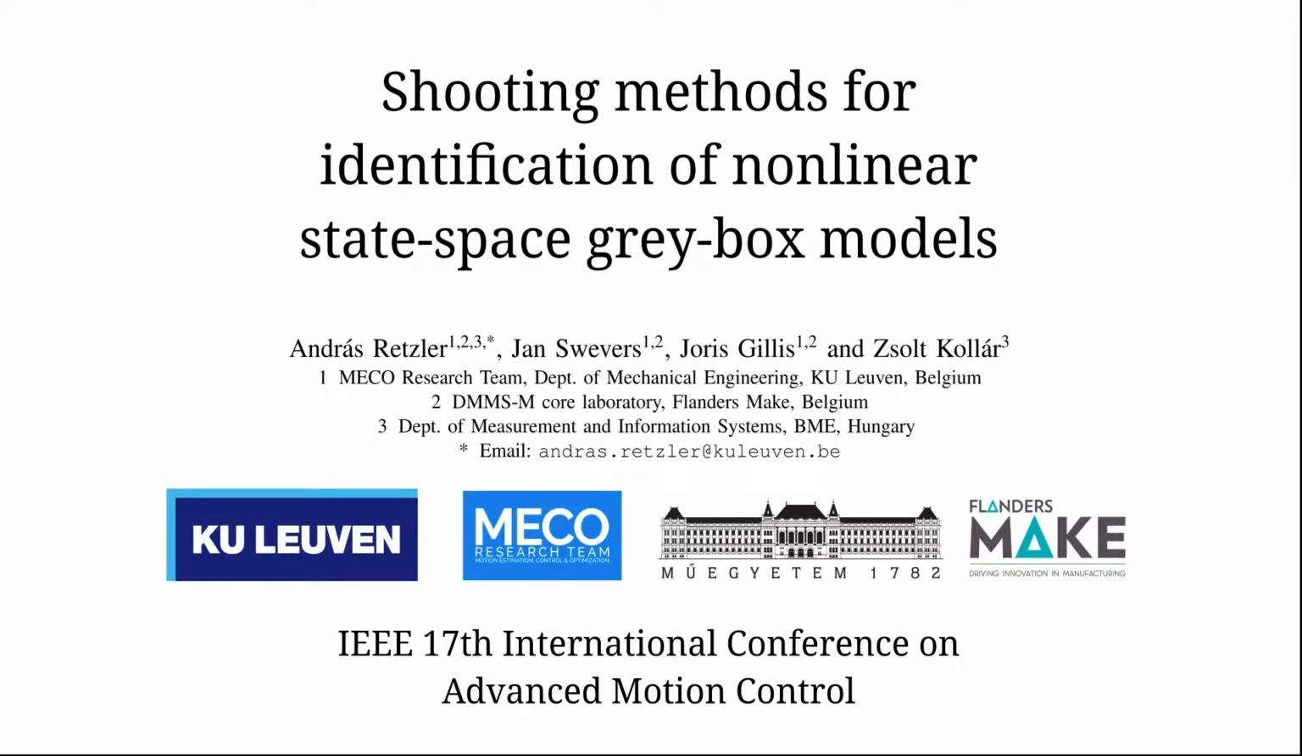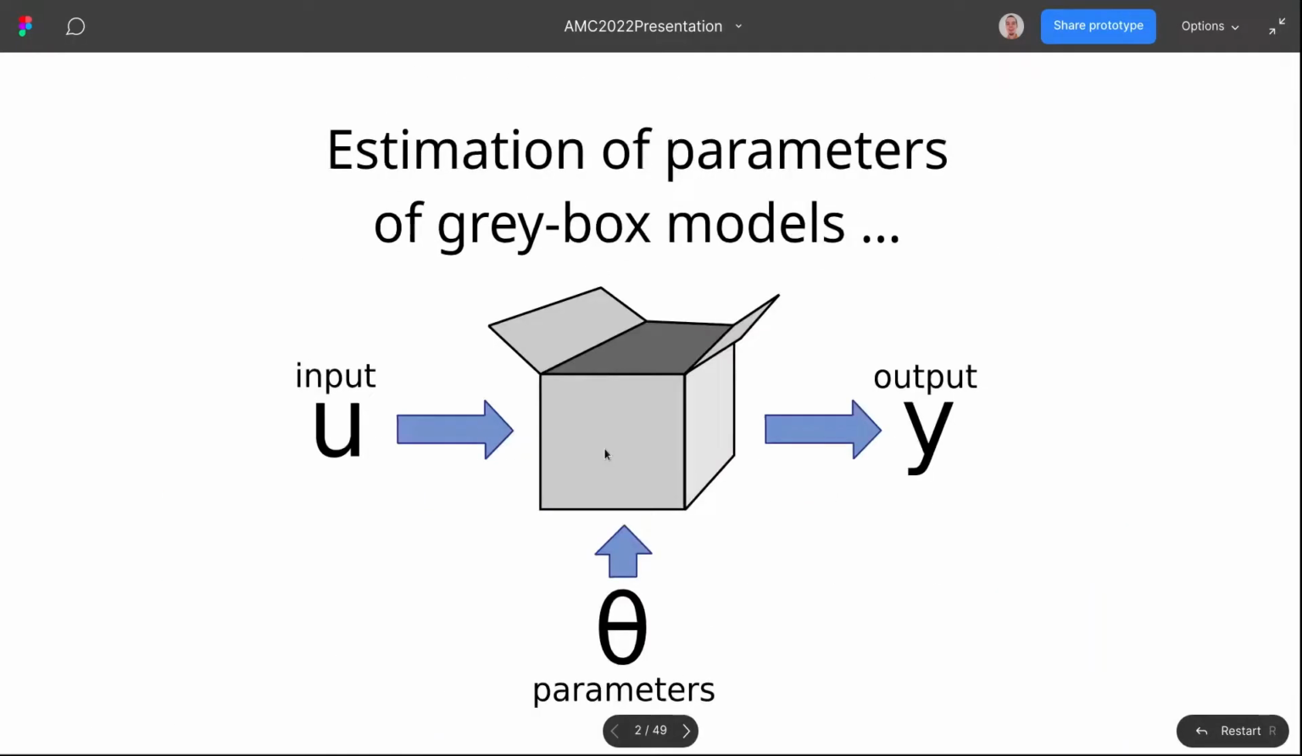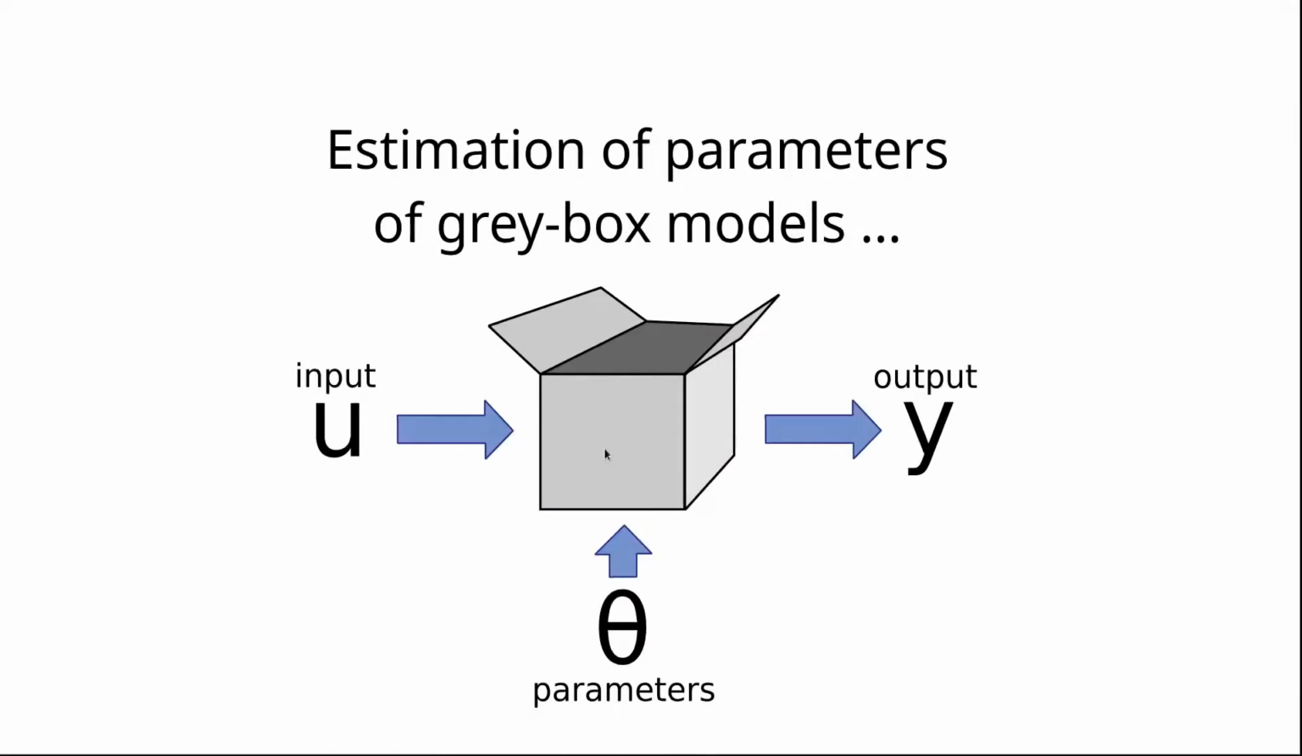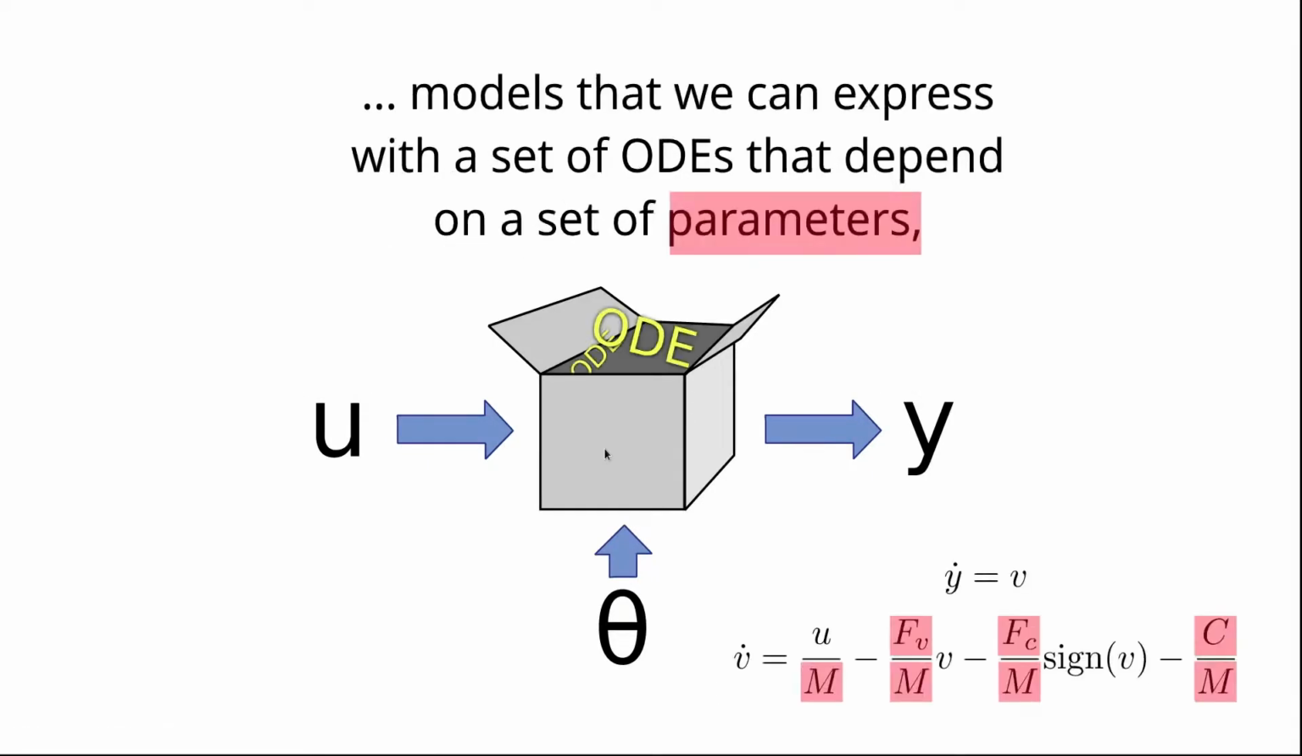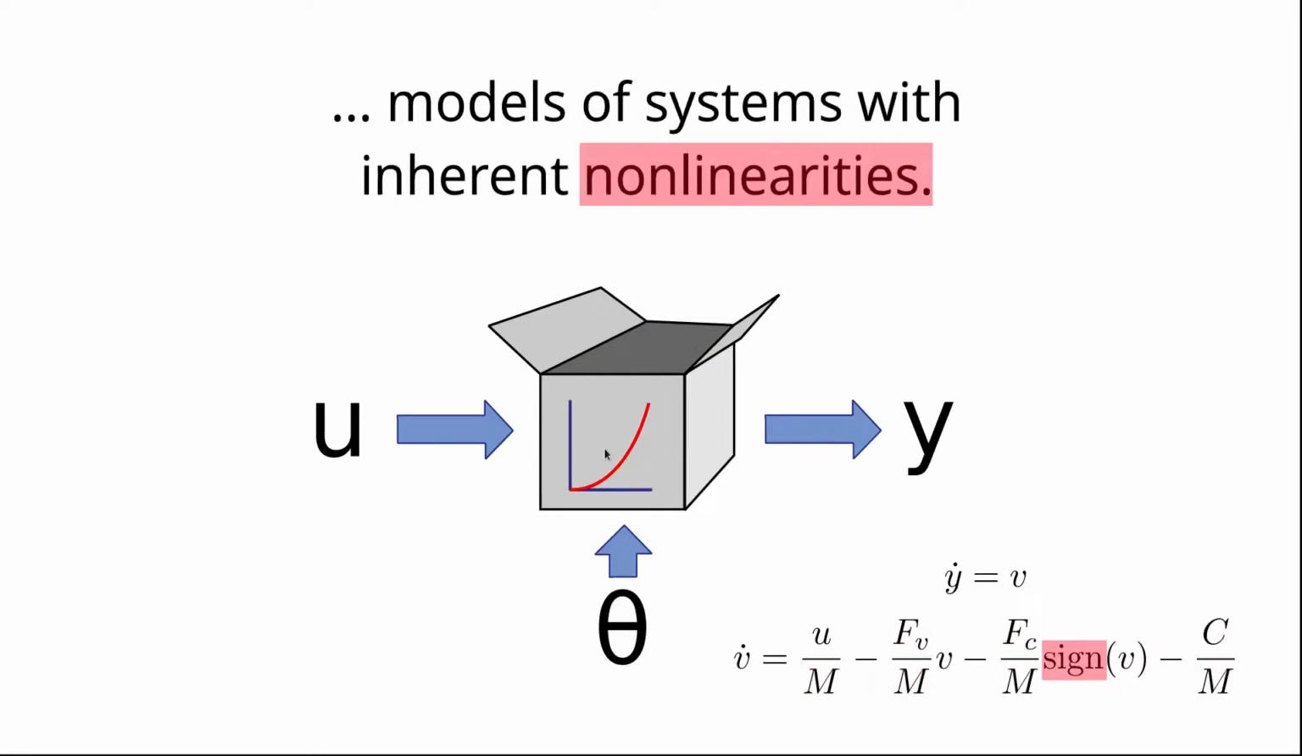I'm going to talk about shooting methods for identification of nonlinear state space gray box models. In this research, our goal was to estimate the parameters of gray box models, models that we can express with a set of differential equations that depend on a set of parameters, and specifically models of systems with inherent nonlinearities.